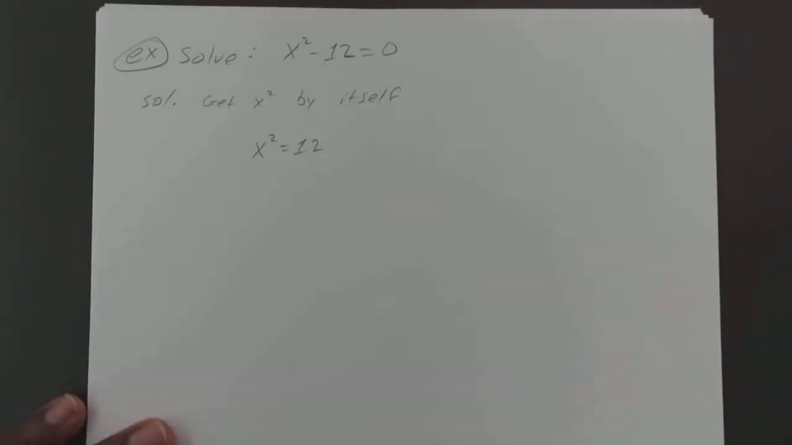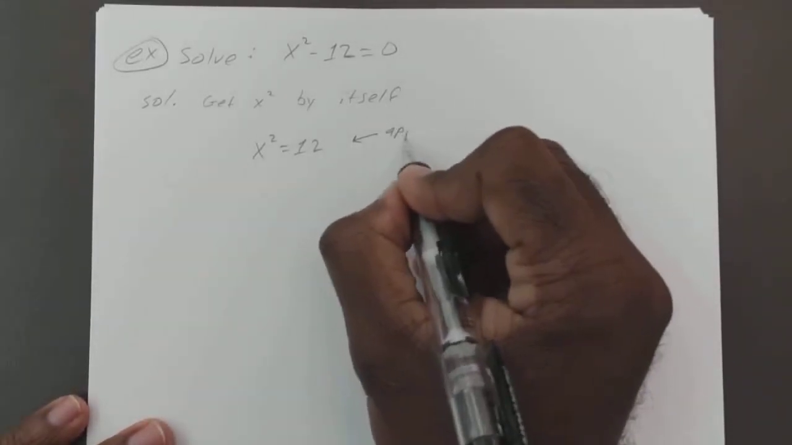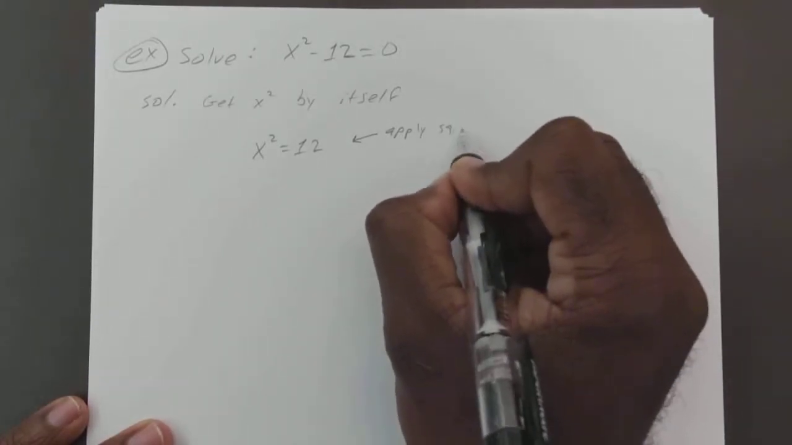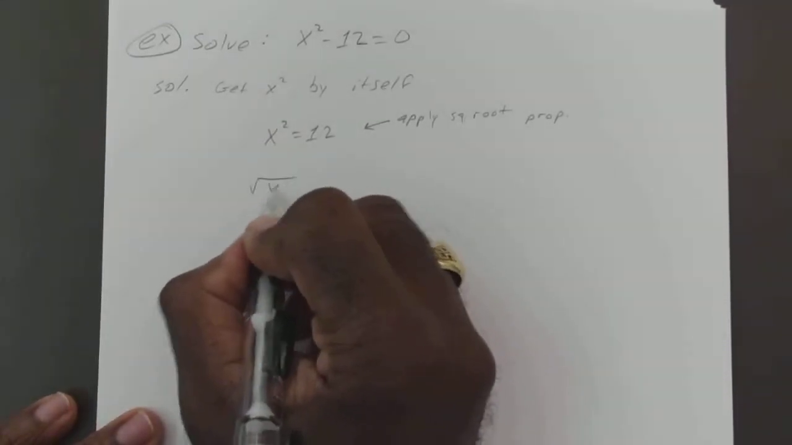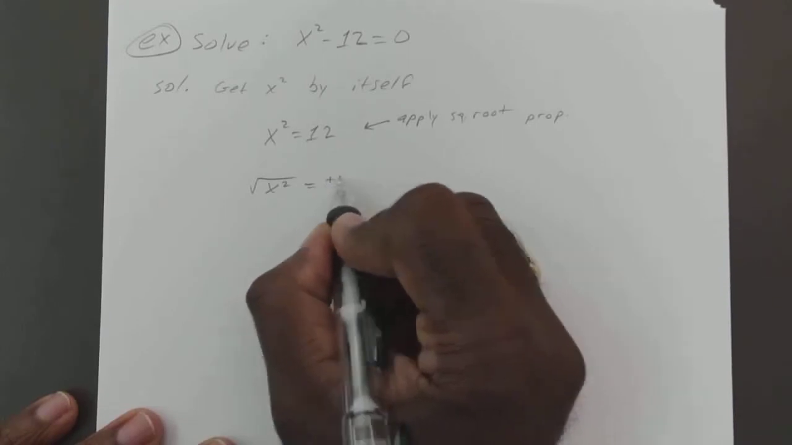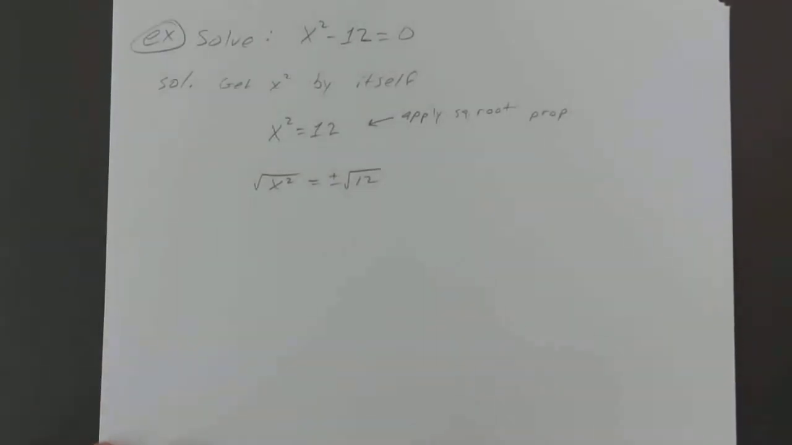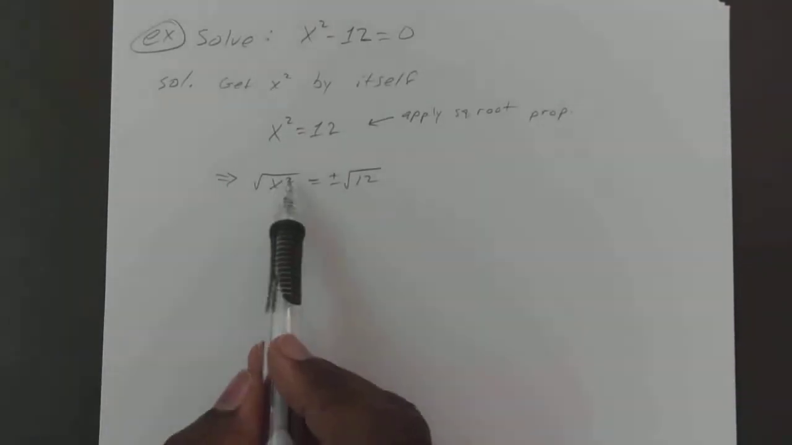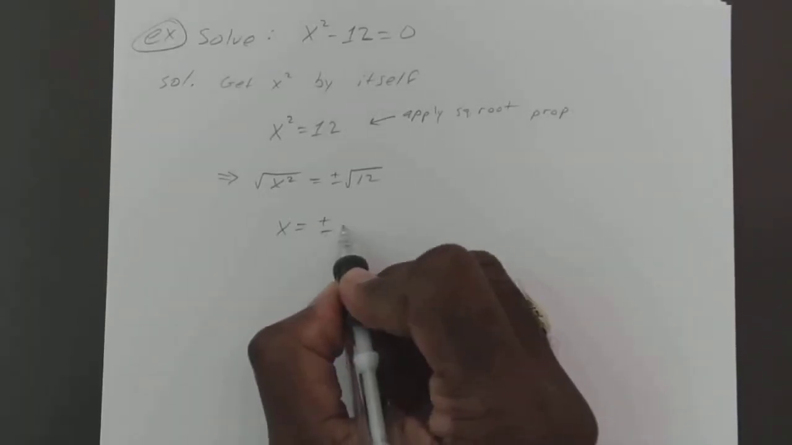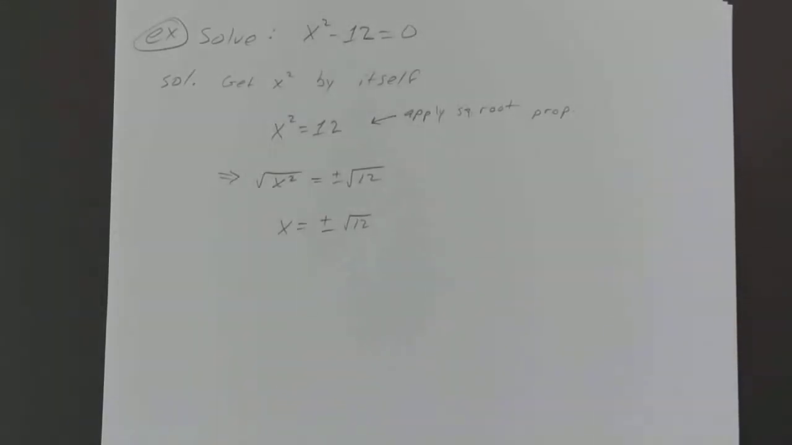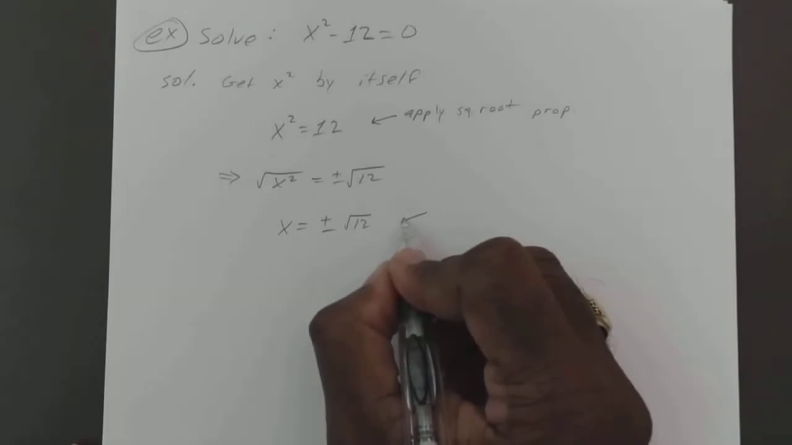And then we apply the square root property. Okay, so we just go ahead and square root both sides. So the square root of x squared equals plus or minus the square root of 12. Draw a little arrow there. Okay, the square and the square root cancel each other out. So we have x equals positive or negative square root of 12. Now in some cases, if you can't reduce the 12 anymore, you just leave it there. But because 12 is 4 times 3, we can reduce it a little bit.